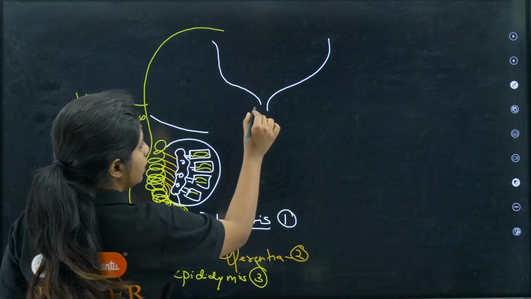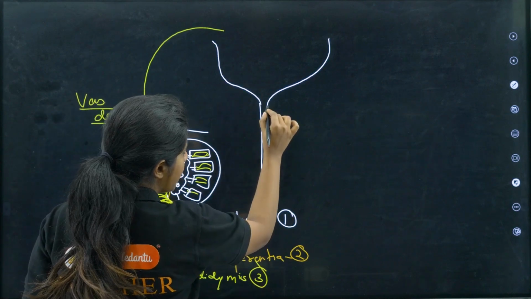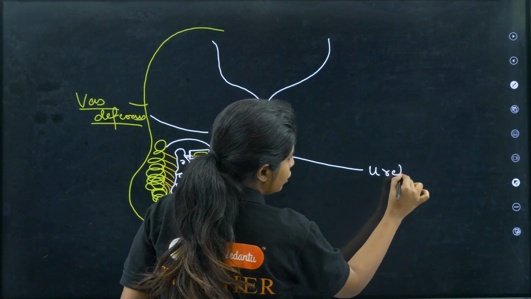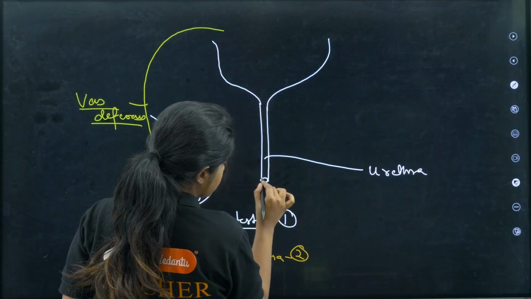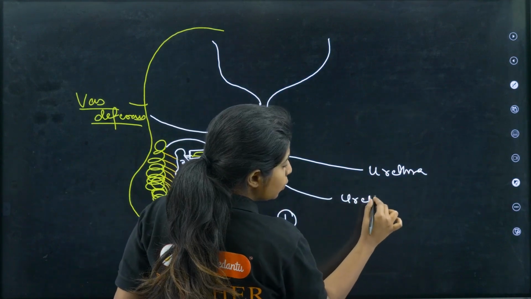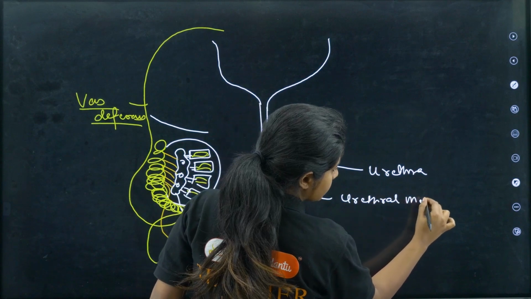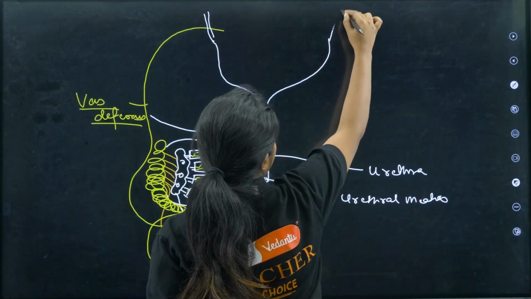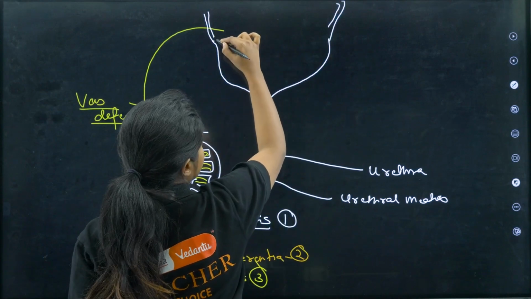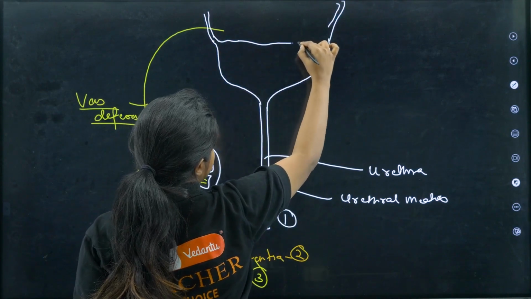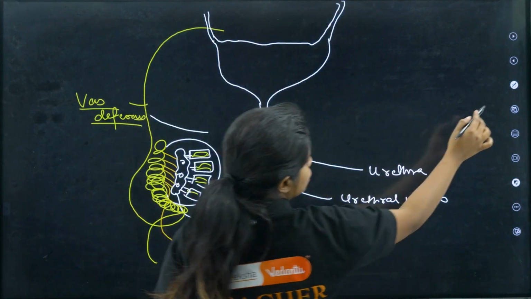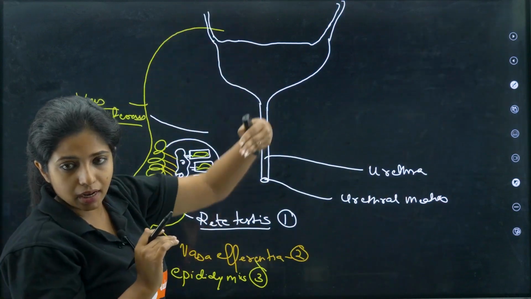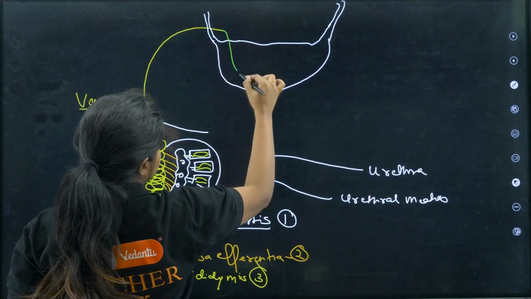Now listen to me carefully. The urinary bladder will be opening in something like this, which is known as the urethra. And the urethra has an opening which is known as the urethral meatus. And the urinary bladder is connected to the kidneys with the help of the ureter. So this is the scenario that is presently there. So what happens is that the vas deferens will go towards the back and come to the front like this.